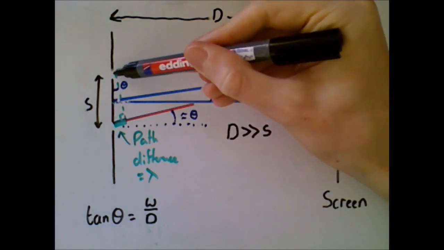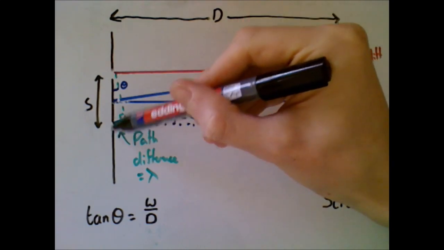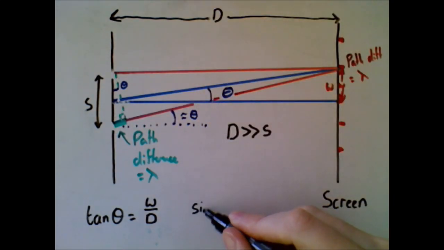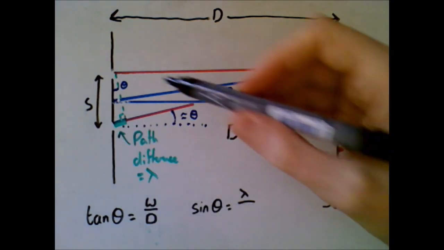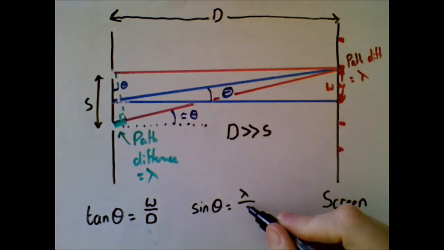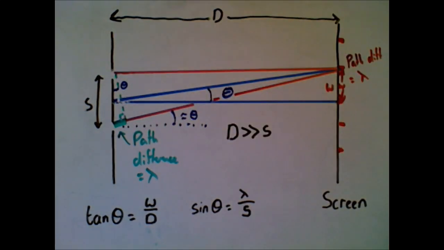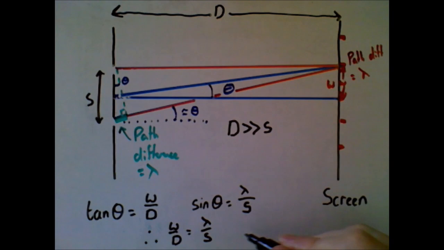For this green triangle, we know that sine theta equals opposite, which is the path difference, lambda, over the hypotenuse, which is this edge, S. Now for small angles, tan theta equals sine theta. So W over D equals lambda over S. And therefore W, the fringe width, is lambda D over S. And that is our key formula for the Young's double slit experiment.